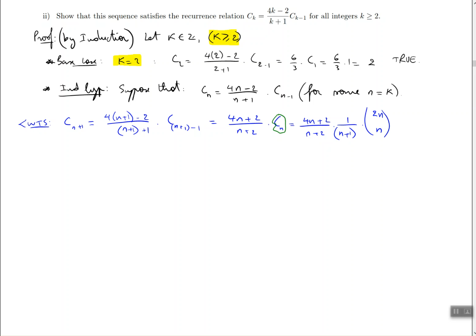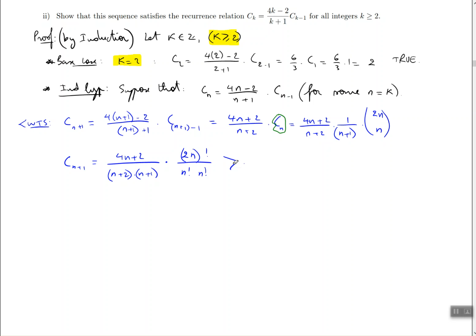Okay, let's break it down even more so that we can get a clearer formula. So we want to show that c_{n+1} is actually (4n plus 2) divided by (n plus 2) times (n plus 1) times, when we break down 2n choose n, we end up with (2n)! divided by n! and then n! one more time. So this is what our goal is, basically.